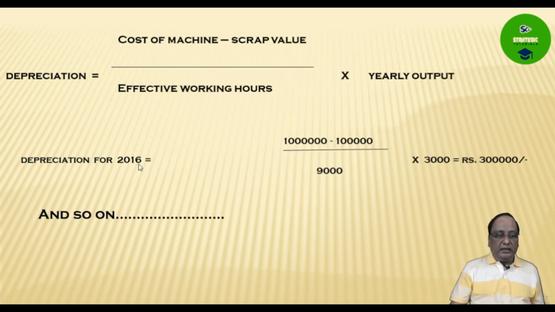So here is the depreciation for 2016. 10 lakhs minus 1 lakh divided by 9,000 into 3,000, that is 3 lakhs rupees. So this is the depreciation for the year 2016. Every year you have to multiply by the output of the year, so you will get the depreciation.